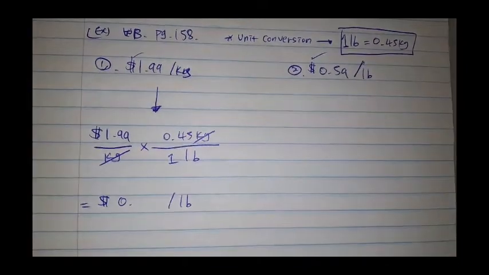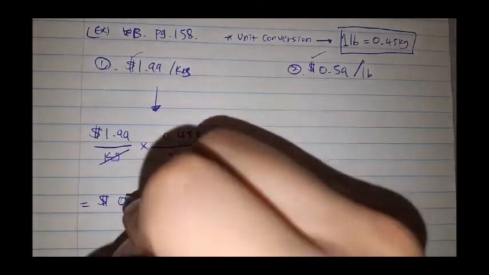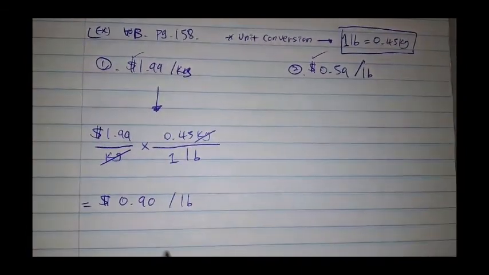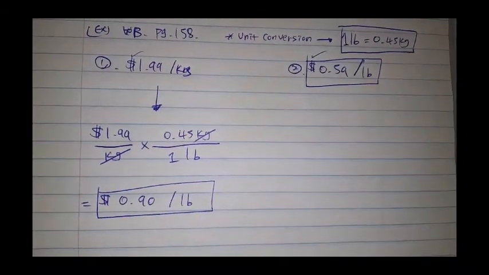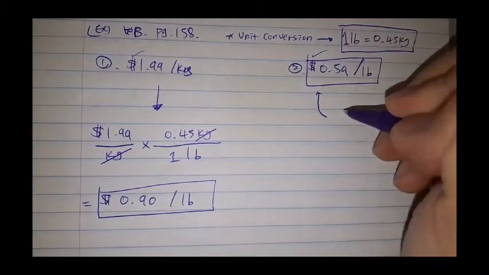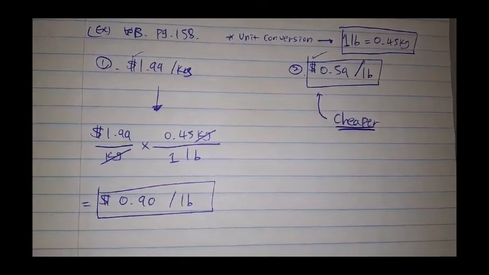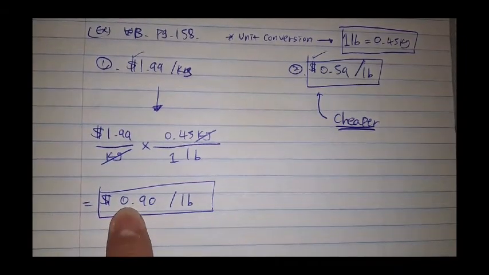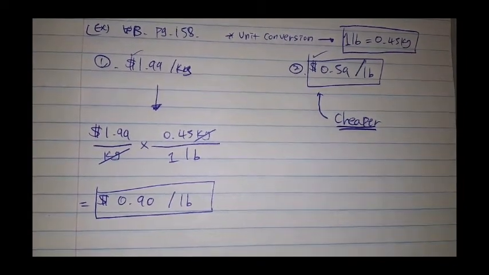then it shows you 0.8955, like what you see over here. But it's a good idea to round it to 2 decimal places, 0.90. So if I look at the two, store number 1 and store number 2, which one is more beneficial? Store number 2 is definitely cheaper, because imagine you buy 1 pound of bananas: store 1 costs 90 cents, store number 2, 59 cents. So as you may notice, there is a difference.